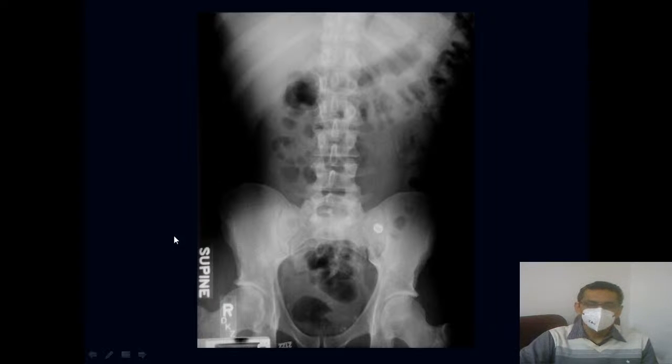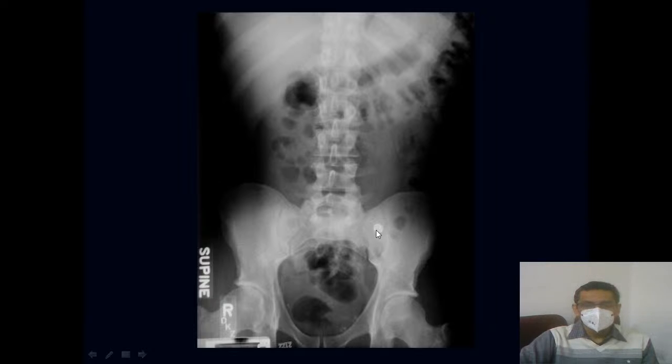So let's see a different example. Again, this is metallic opacity, right? This is bony opacity. Now you can see air within the large bowel here. This is also a loop of the transverse colon only actually. This is air in the rectum. This is air in the descending colon. This is liver opacity. This is splenic opacity.